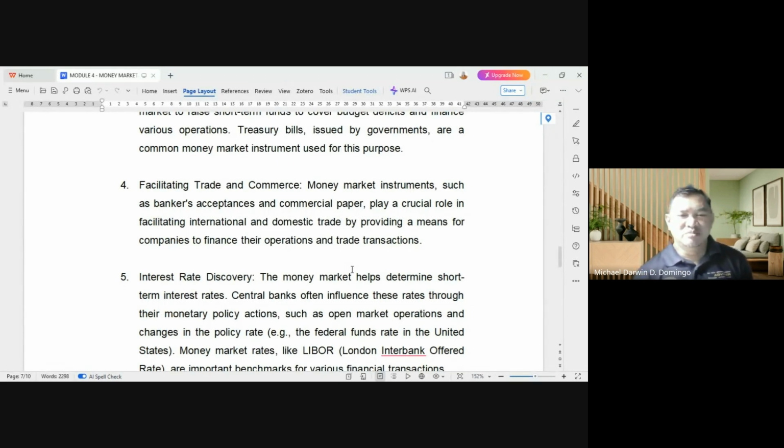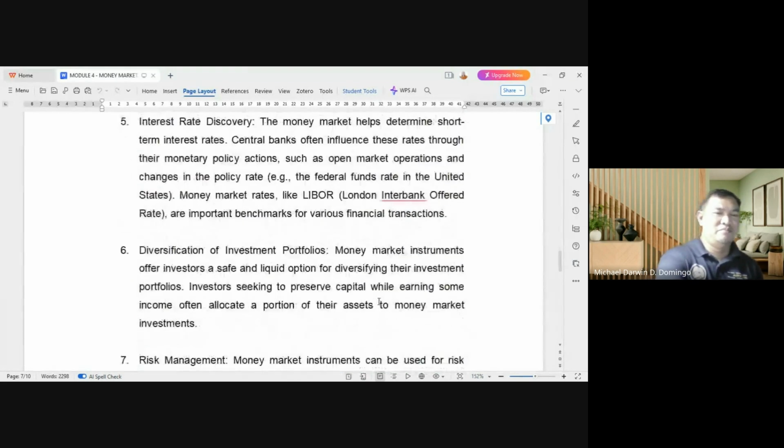What else? Money market helps determine short-term interest rates. Central bank can influence this rate through their monetary policy. So, dalawa yung monetary policy: tight money policy and easy money policy. So, yun yung dalawang interest rate na ginagamit ng central bank.